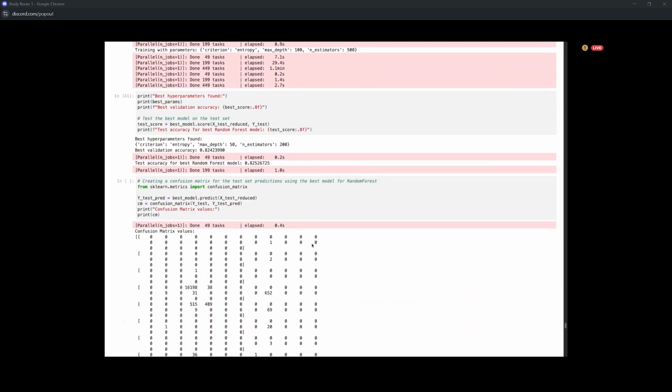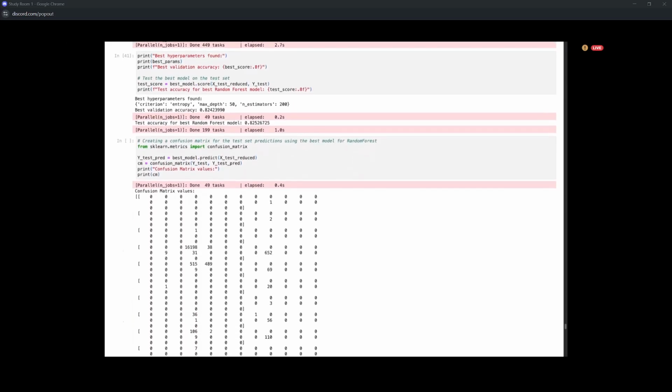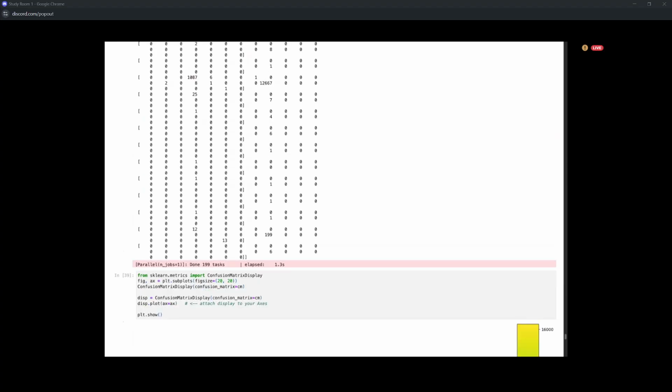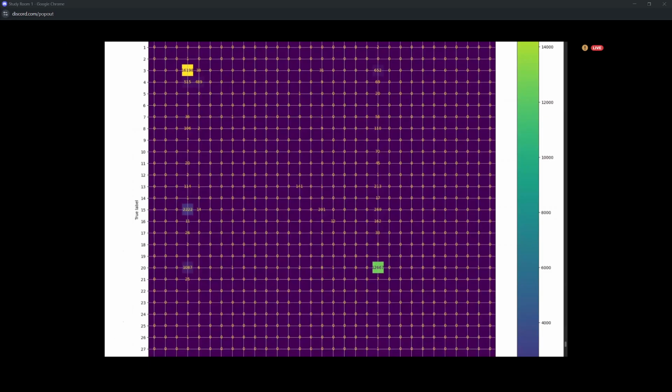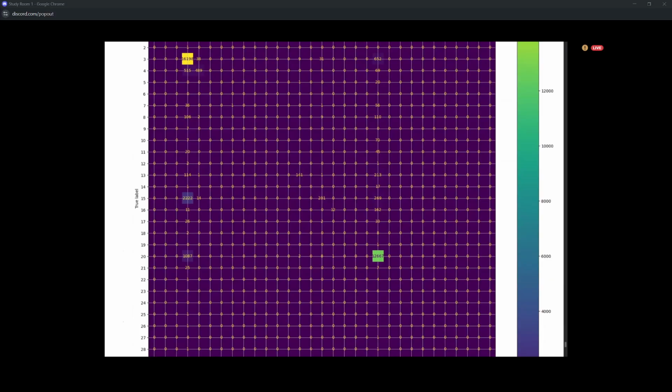The best model that we found has the parameters of criterion set to entropy, max depth of 50, and n estimators set to 200. And the test accuracy for both the validation set and test set is about 0.82, which is unfortunately not much of an improvement from what we had originally. This is our confusion matrix, where we observe there are columns with zeros in them. That means that sport is just not visible in our validation and test set, which we have discussed before.